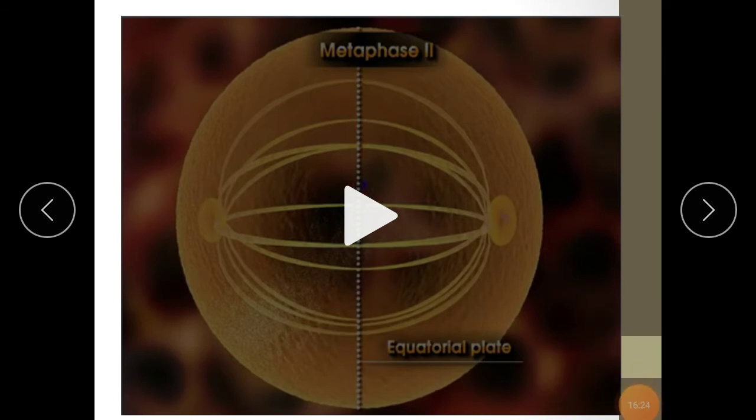Now let us see a video clipping through which we can understand all the stages of meiosis II, how the 4 haploid gametes are produced at the end of meiosis II. Let us see it.